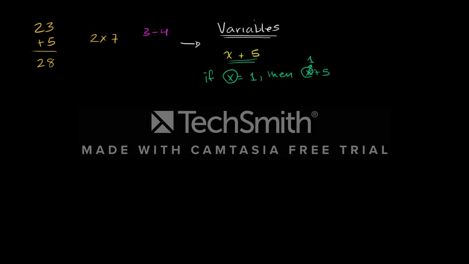If x is equal to, I don't know, negative 7, then x plus 5 is going to be equal to, well, now x is negative 7. It's going to be negative 7 plus 5, which is negative 2. So notice, x here is a variable, and its value can change depending on the context. And this is in the context of an expression. You'll also see it in the context of an equation.